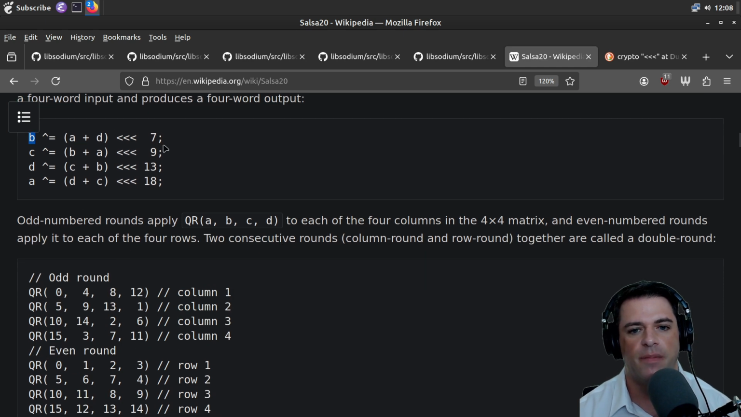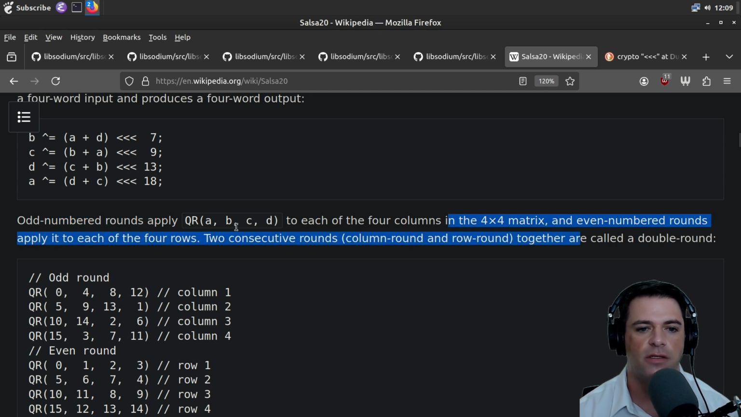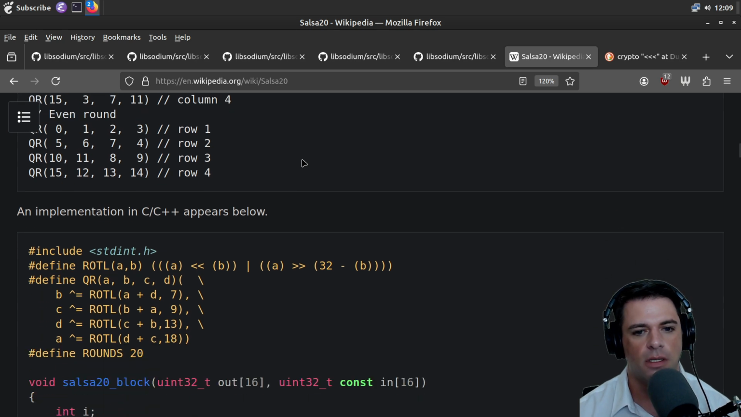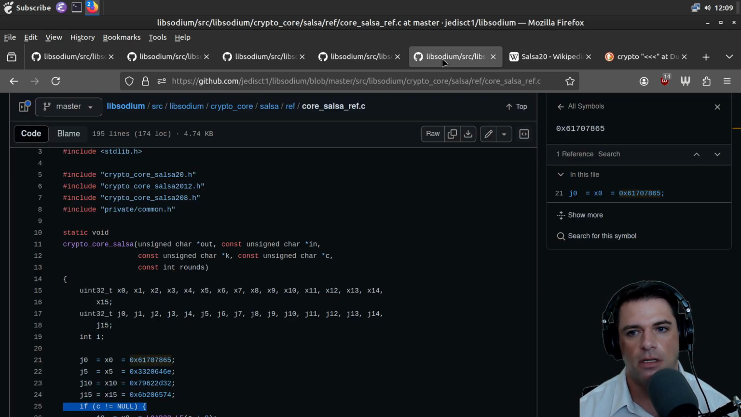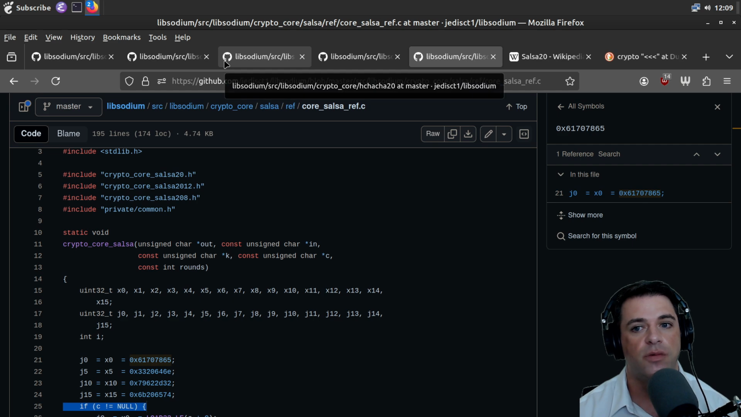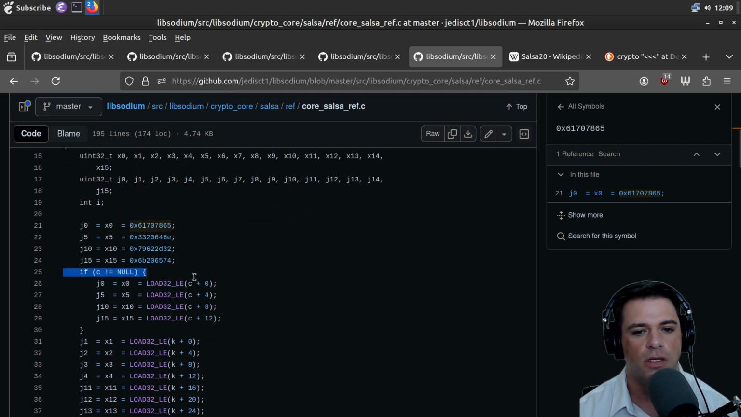This is kind of a combinatoric flavor. Odd-numbered rounds apply QR(a, b, c, d) to each of the 4 columns in the 4x4 matrix, and even-numbered rounds apply it to each of the 4 rows. So we swap the columns and we swap the rows every other round. Together these are called a double round. Great. All right, now armed with that knowledge, let's consider this.